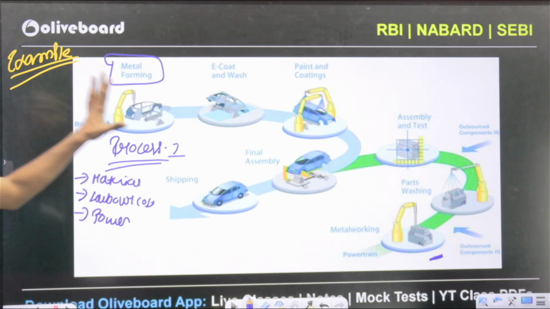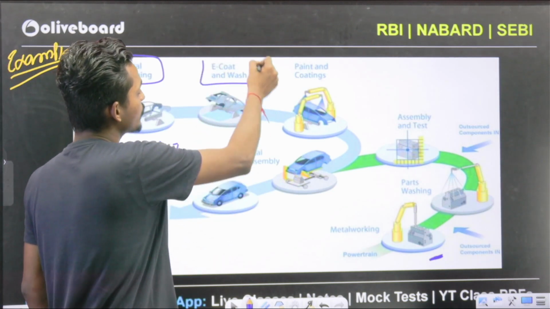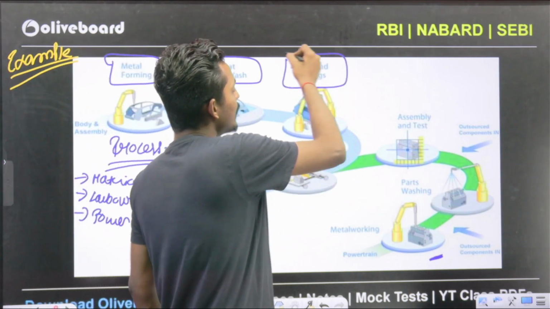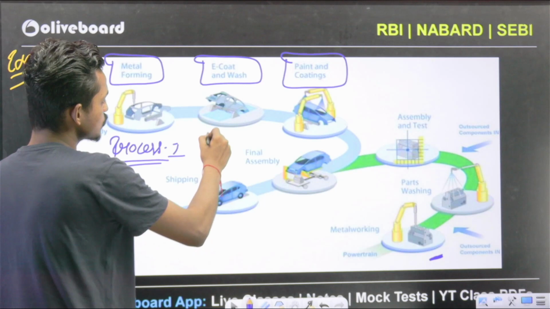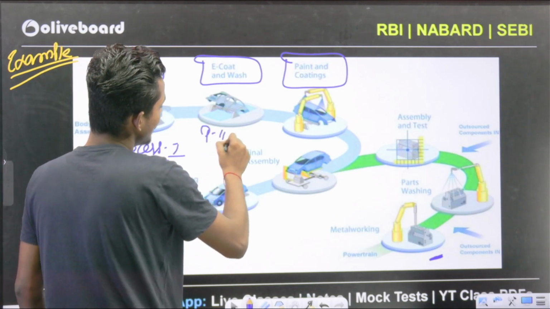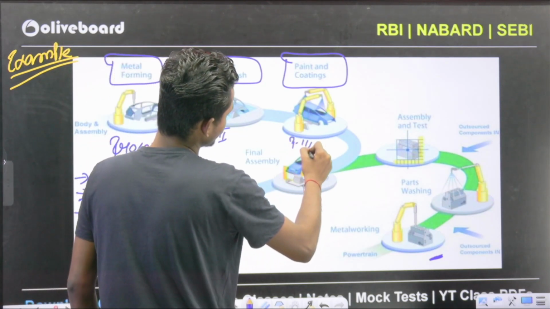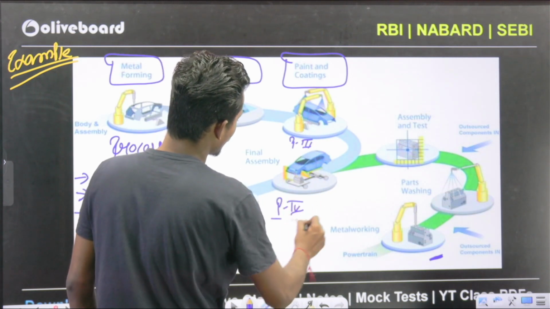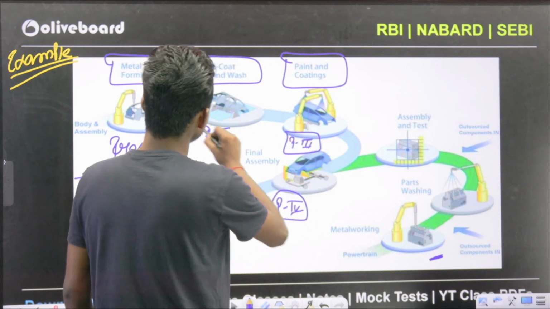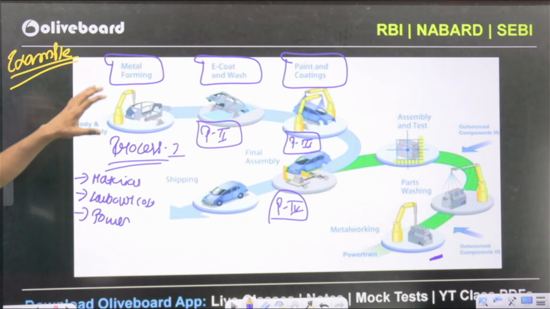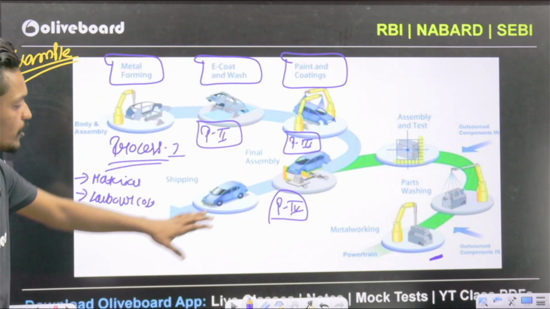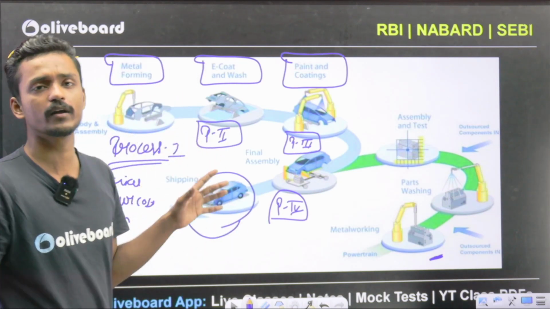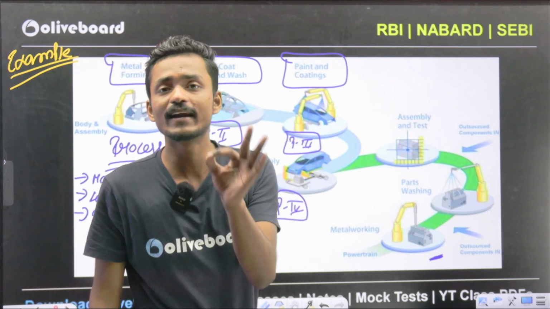So at every stage you can see here, in the second process we are doing the e-coat and the wash. At the third stage we are doing the paint and the coating. So this is your process 1, this is your process 2nd, this is your process 3rd, and this is your process 4th. At the 4th process we are able to complete this raw material of car. We are able to produce the final product over here. This is your entire process for manufacturing one final product.